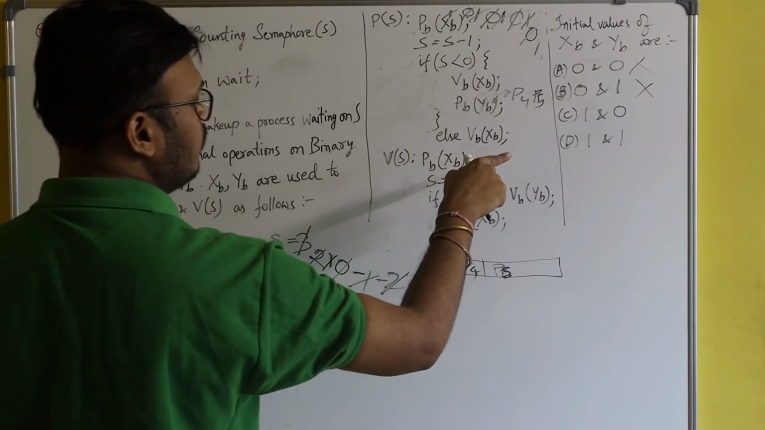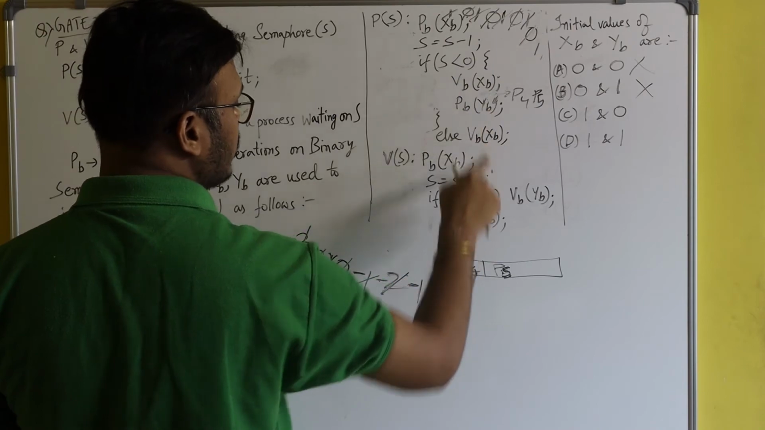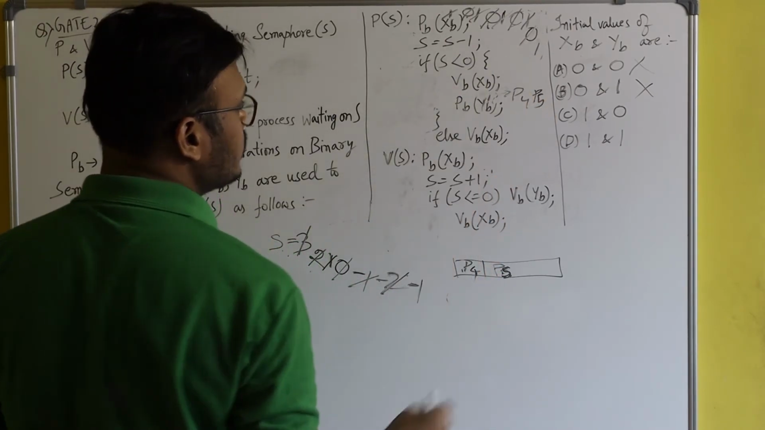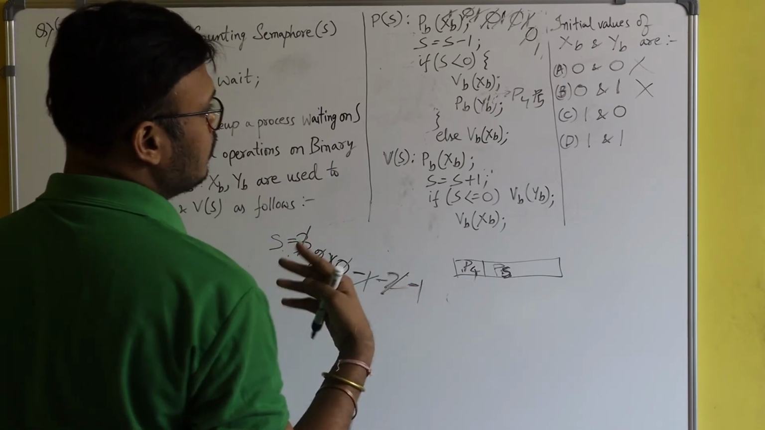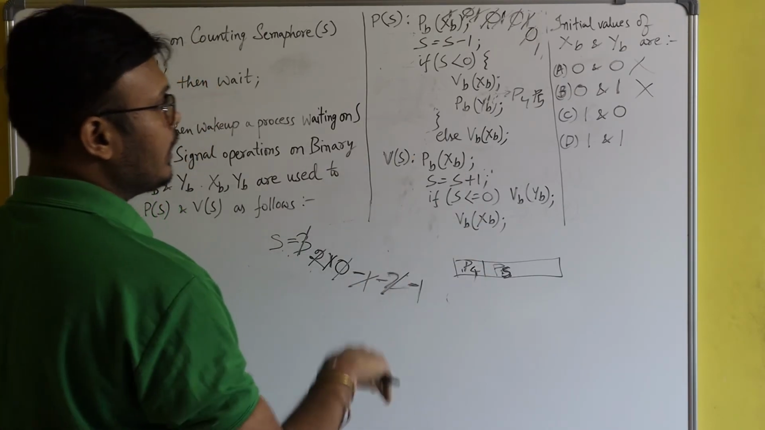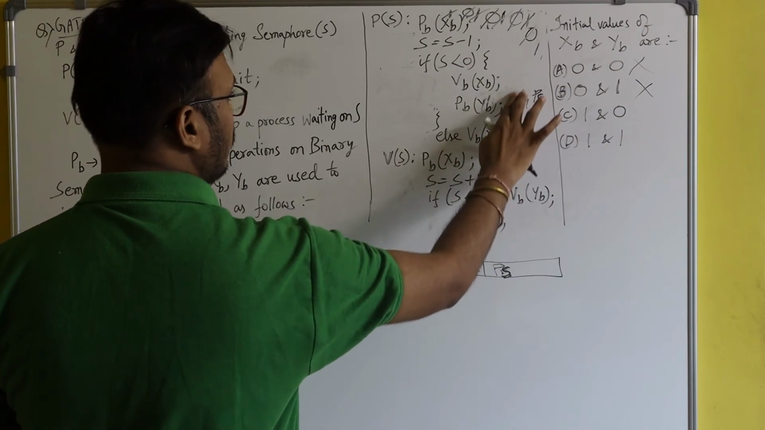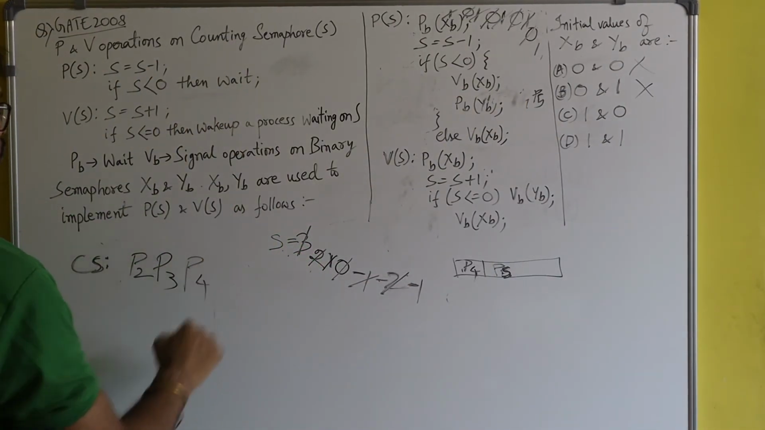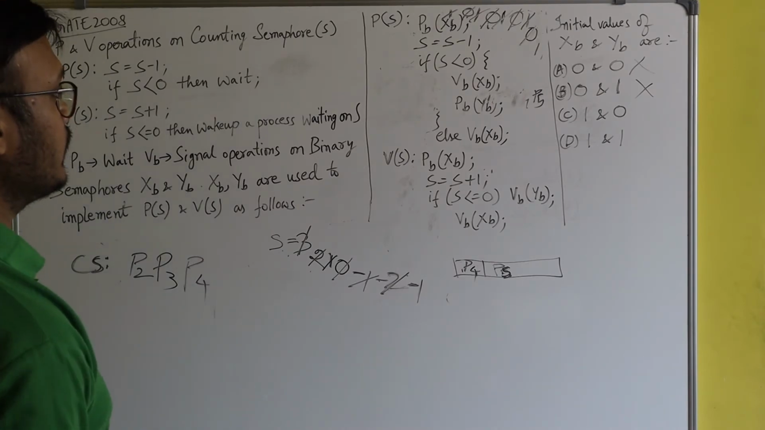So one process will get woken up, because now the value of YB is 1. And since one of the processes is woken up, it means that process can now enter inside the critical section. Suppose here P4 has got the entry inside the critical section.